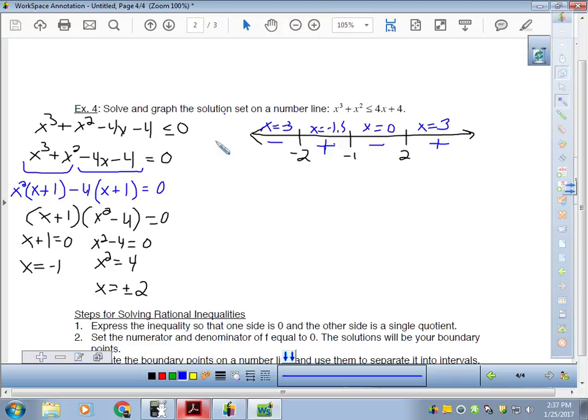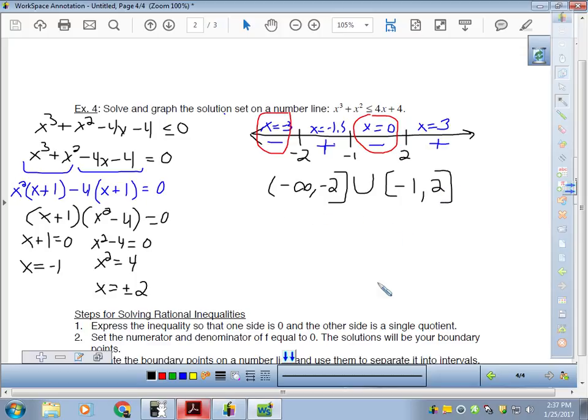So now that I have this, I looked back at my inequality. My inequality was a less than or equal to. Less than means negative. So that means I want this interval and I want this interval. Because of the equal to, I can include my endpoints. So my answer is going to be negative infinity to negative 2 with a negative 2 included. And I'll put a union, and then I'll have negative 1 included to 2 included.